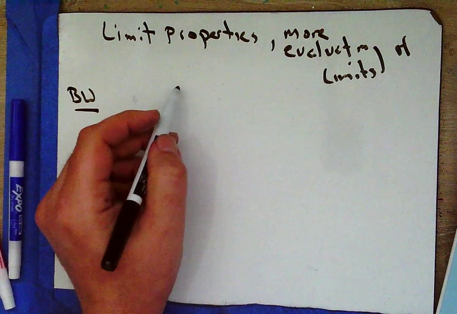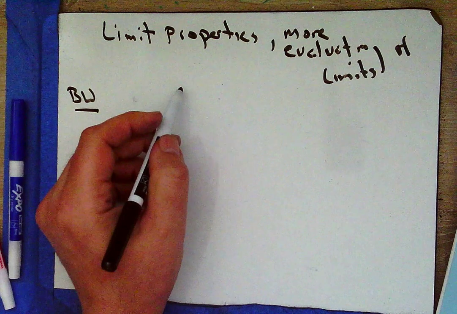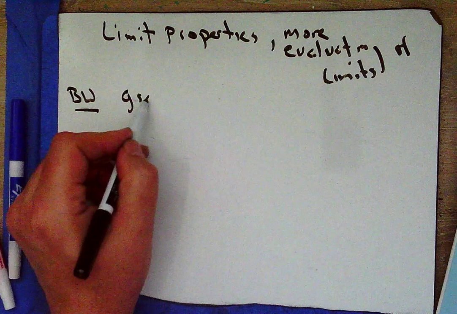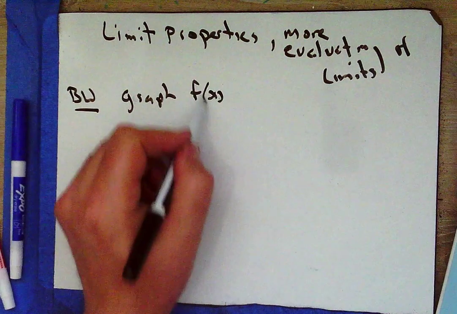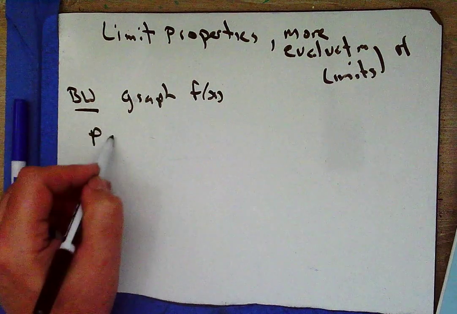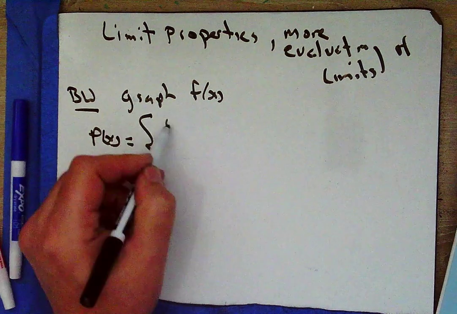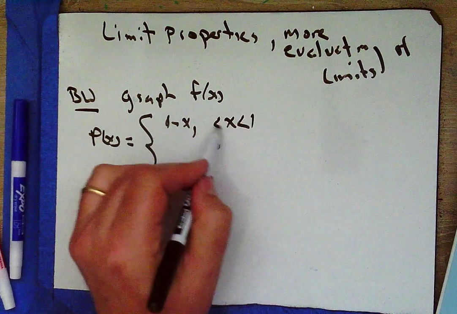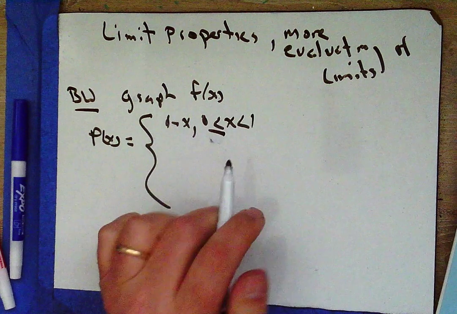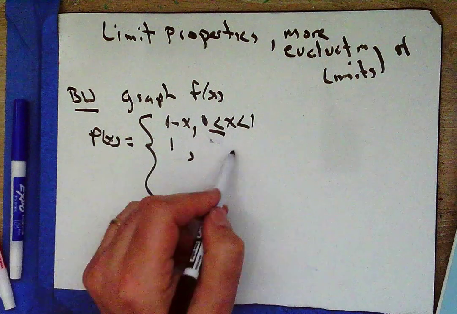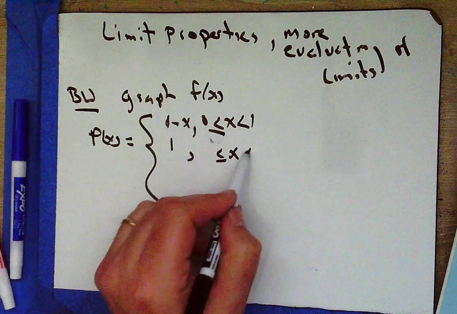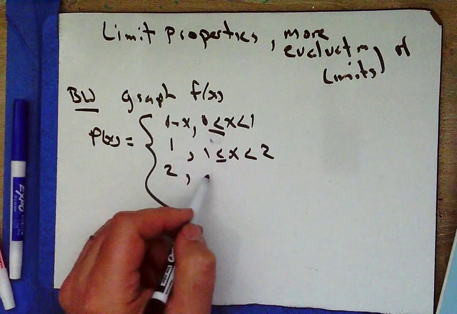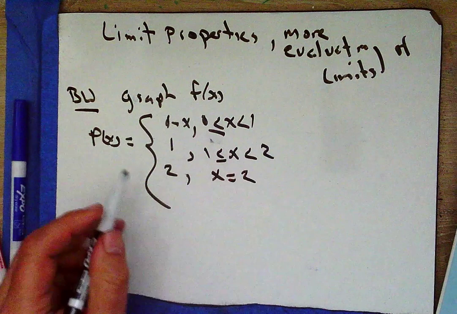Here's a graph. Am I going to give you a graph? Oh, I see. Okay, the bell work is to graph this. Graph f of x. And here's what we know about f of x. f of x equals 1 minus x for x's between 0 and 1. And then the constant 1 for x values from 1 to 2. And 2 for x equal to 2.